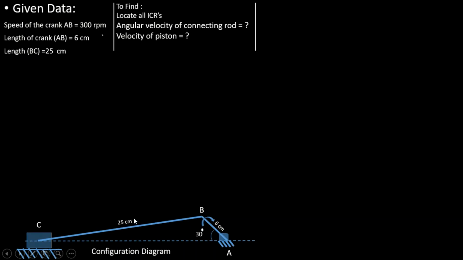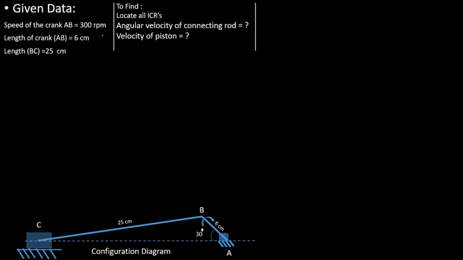Take a radius of 25 centimeter and mark the arc on this line of stroke from the point B. Then we'll get point C. So in this way we will complete the configuration diagram. So once the configuration diagram is completed, then we have to move to the next step, that is we have to calculate the total number of instantaneous center for the given mechanism.